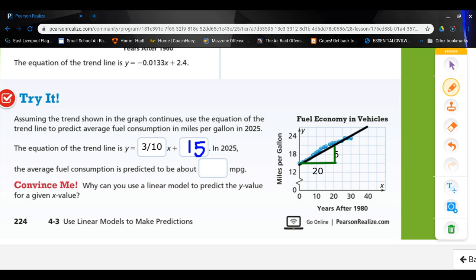In 2025, the average fuel consumption is predicted to be about... If I look at the graph here, I notice that it's years after 1980. The question's asking, what's the fuel consumption like in 2025? 2025 is 45 years after 1980. Well, that's going to be right here on the graph, and if you notice, my trend line doesn't go up that far. So I'm going to have to plug in 45 for x. So y is equal to 3/10 times 45 plus 15. And when you punch that into your calculator, you end up with 28.5.